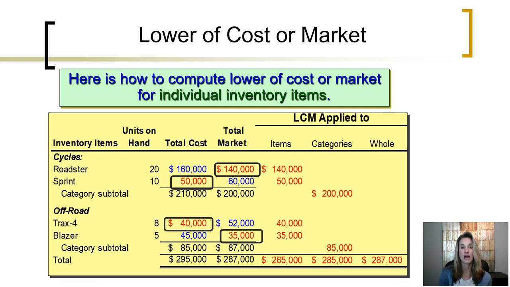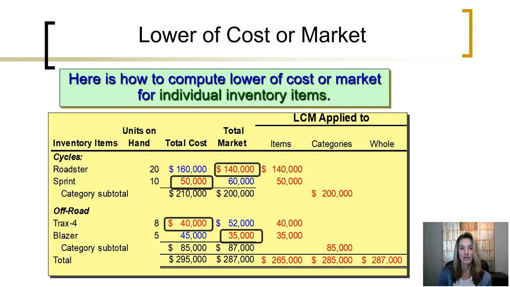If we were to apply the lower of cost or market rule to the inventory taken as a whole, total cost of inventory $295, total current market or current replacement value $287. The $287 is lower, so we would report the $287 using that whole category or the inventory taken as a whole.